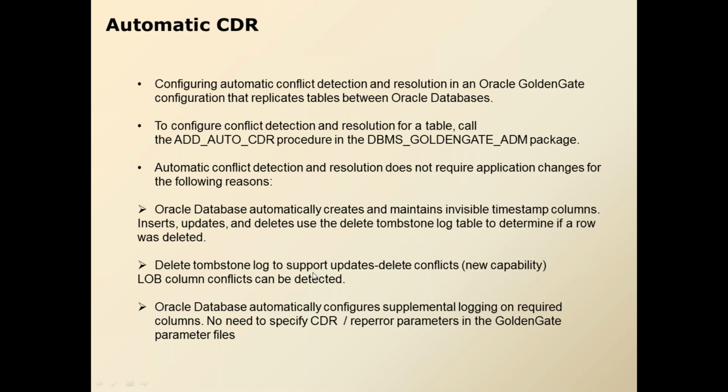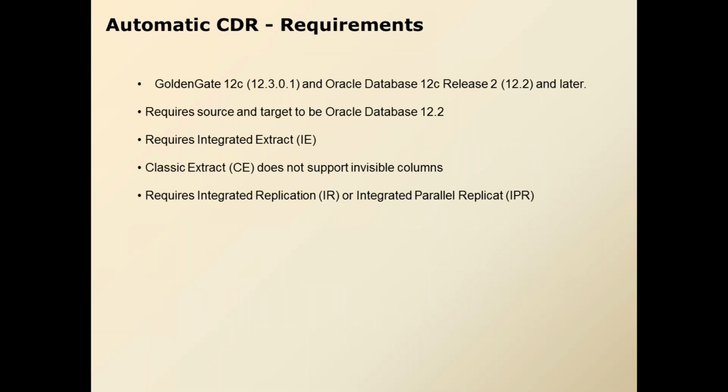So delete tombstone log to support update-delete conflict. It is possible that on one side a row is deleted, and on another side an update happens on the same row. So which row should win? It depends on the conflict resolution. Oracle Database automatically configures supplemental logging on the required column, so there is no need to specify the CDR report error parameter in the Goldengate parameter file.